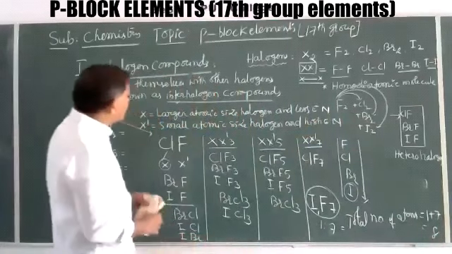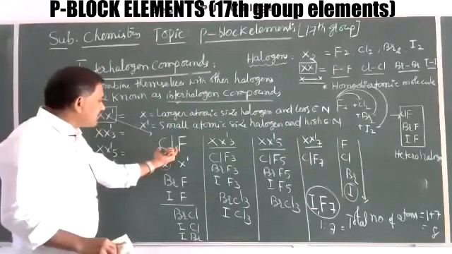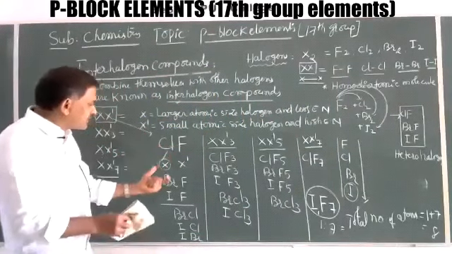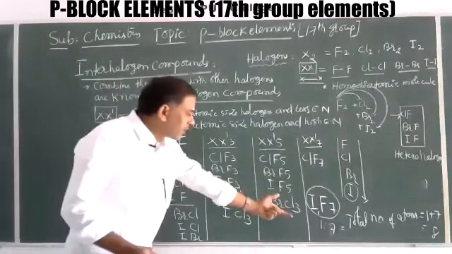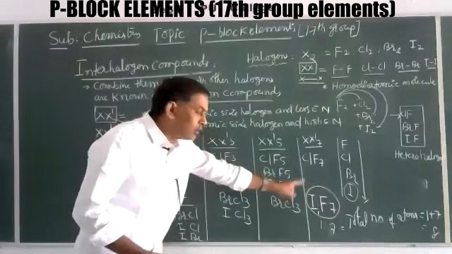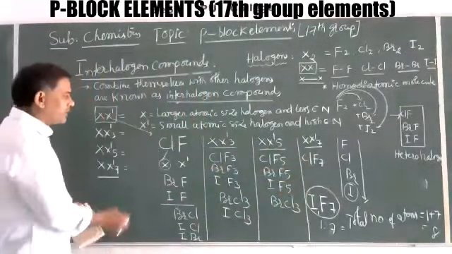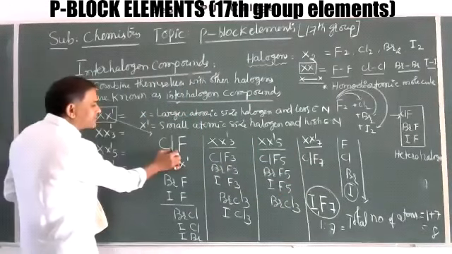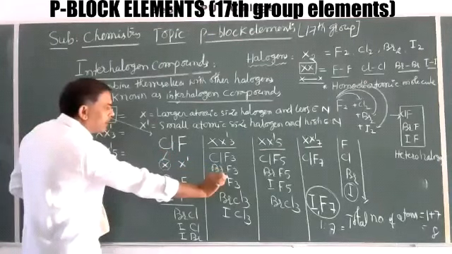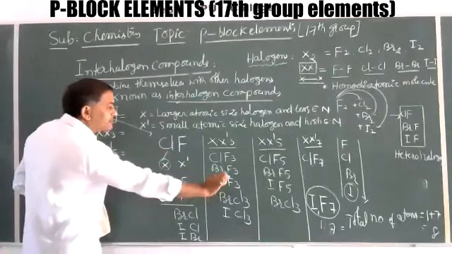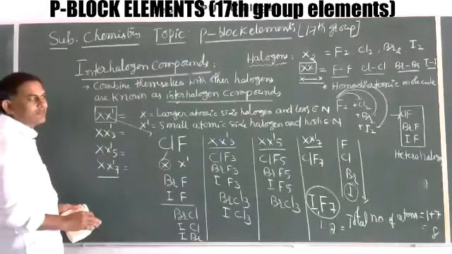This means in these interhalogen compounds, the size difference between the two halogen atoms is more, and the ratio of the number of atoms present in the molecule also increases. So where there is a large difference in atomic sizes, the interhalogen compounds have more atoms. The number of atoms also increases.